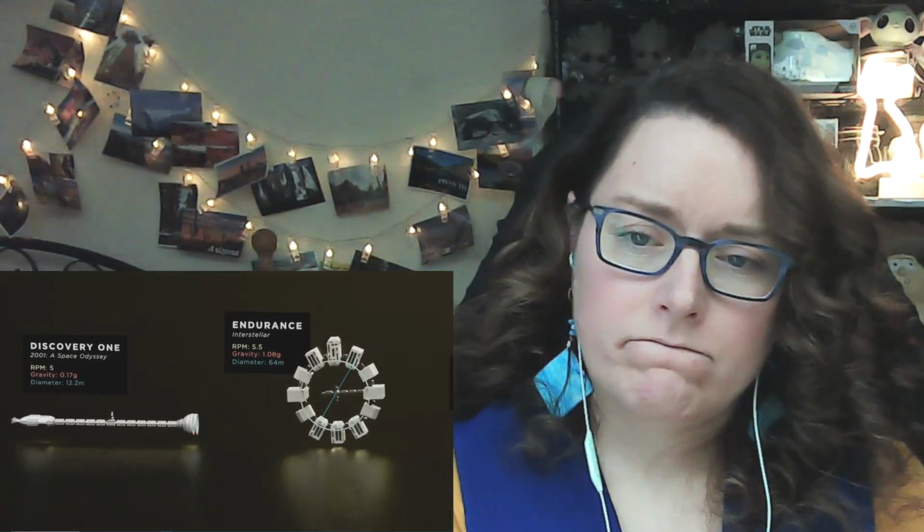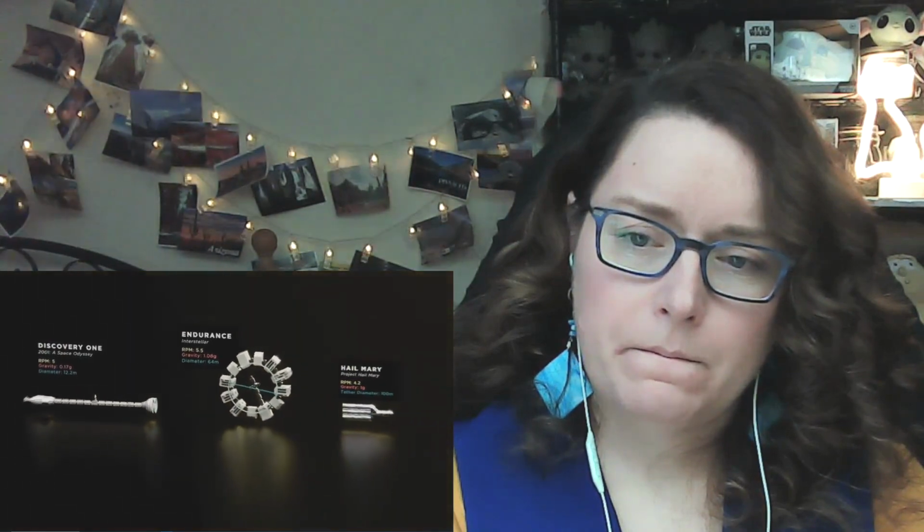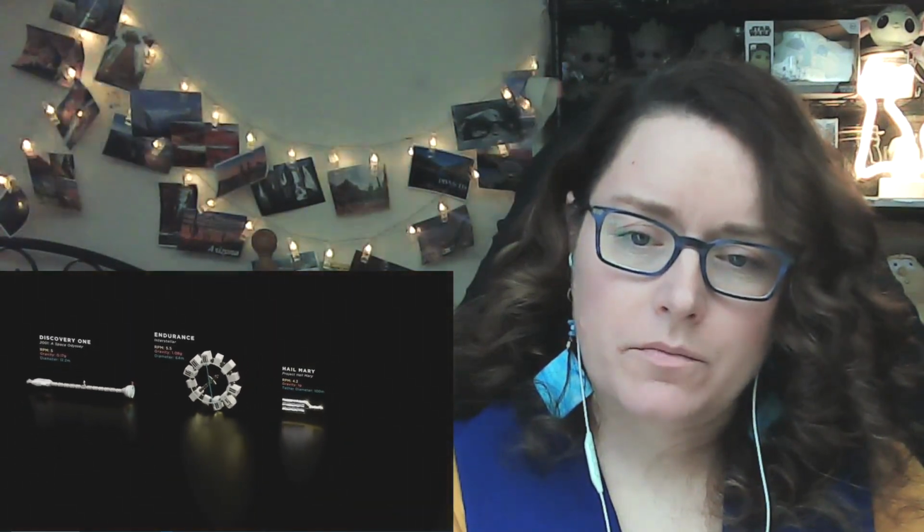But it produces more gravity than the Discovery with nearly the same RPM because it has a larger diameter. When you increase the diameter, it slows down the spin rate needed to make the same amount of gravity. That's the third variable. Math uses radius, but I'm going to be using diameter because I think that makes more sense for people. Another way to increase the diameter is to use a tether, and that's what the ship Hail Mary uses in Andy Weir's book Project Hail Mary.